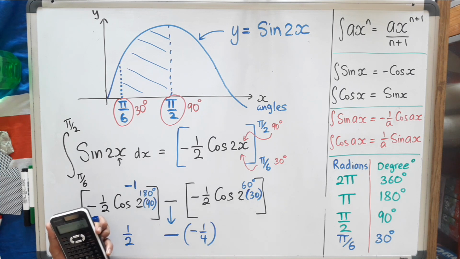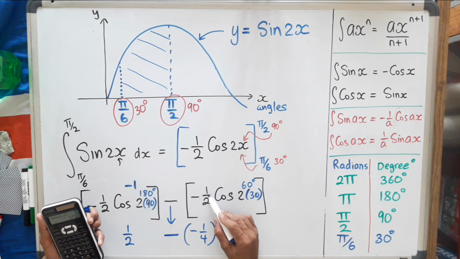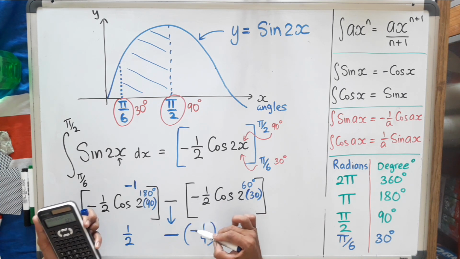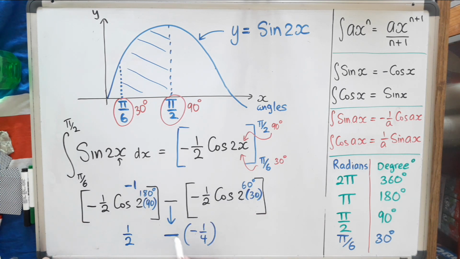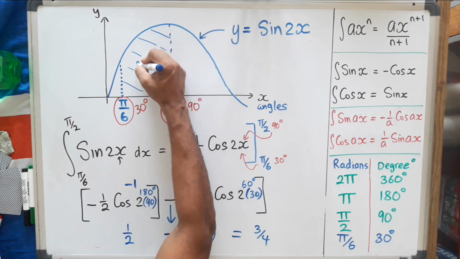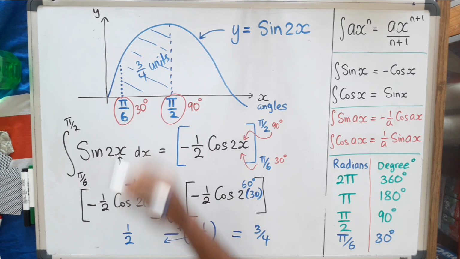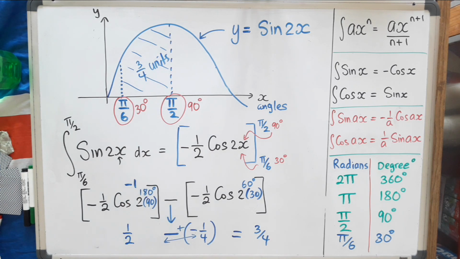Right, so cosine 60 is a half by a half is a quarter, and don't forget the minus sign here. And of course, the two negatives, this negative and this negative, come together. So a half plus a quarter, because two negatives touch, will give us 3/4. So that means the area of this region is 3/4 units. Not bad, not bad.